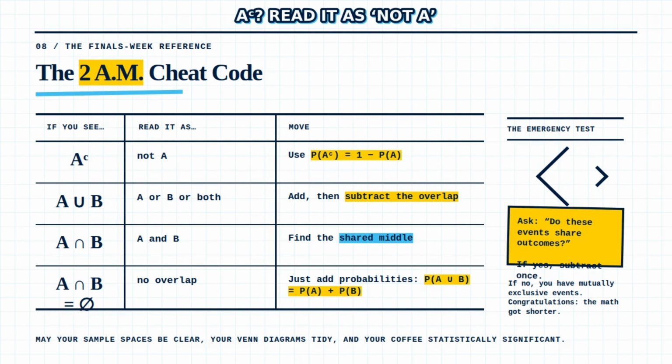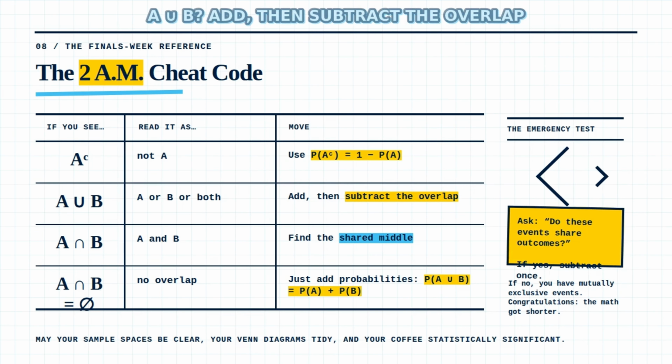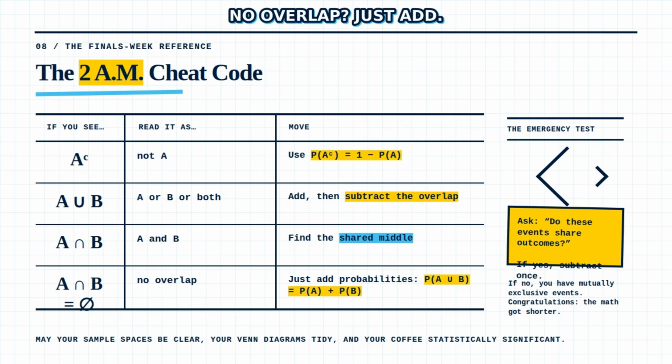Here is your late-night cheat code. See A complement? Read it as not A and subtract from 1. See A union B? Read it as A or B or both. Then add and subtract the overlap. See A intersection B? Read it as A and B and find the shared middle. Finally, if the intersection is empty, the events are mutually exclusive, so you simply add the probabilities. Ask one question first. Do these events share outcomes? That question tells you whether a subtraction is needed.